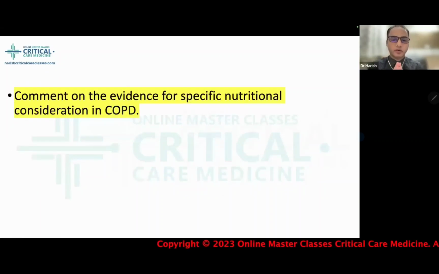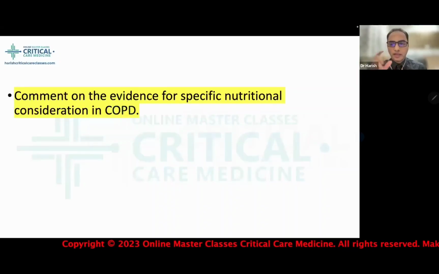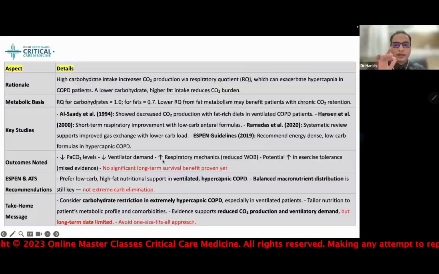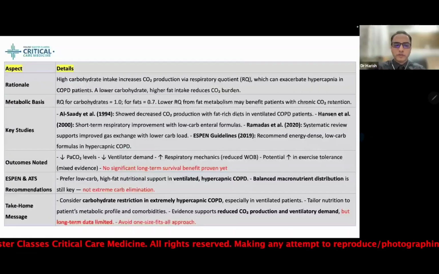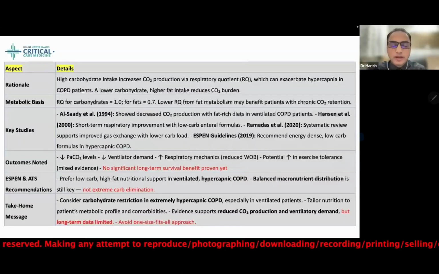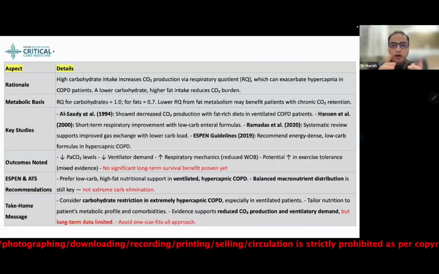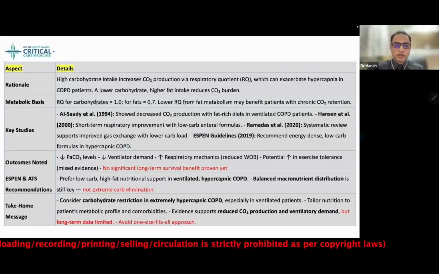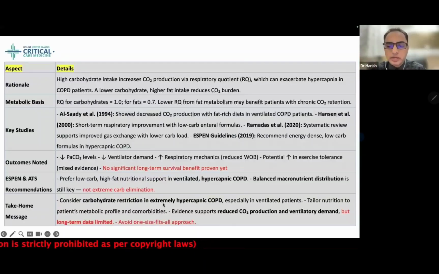Comment on evidence for specific nutritional consideration in COPD. Take home is we can give carbohydrate, no need to totally avoid it. Even if you reduce or remove the carbohydrate, there is no significant long-term survival benefit. Extreme carbohydrate elimination is not recommended. The take home is to consider carbohydrate restriction in an extremely hypercapnic COPD patient, especially intubated and ventilated. If you are not able to control the carbon dioxide at all, then only you can restrict. Otherwise, there is no role for restricting the carbohydrate.